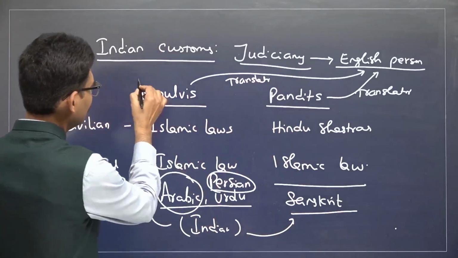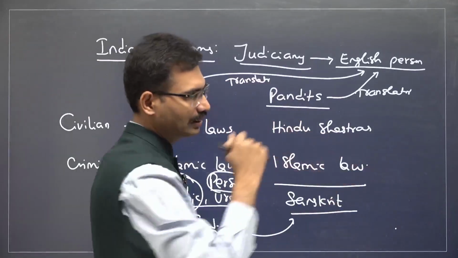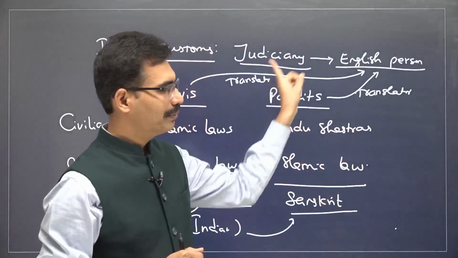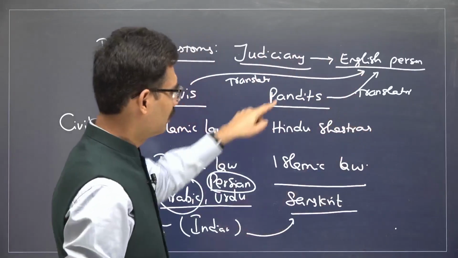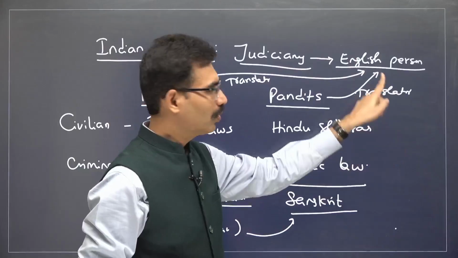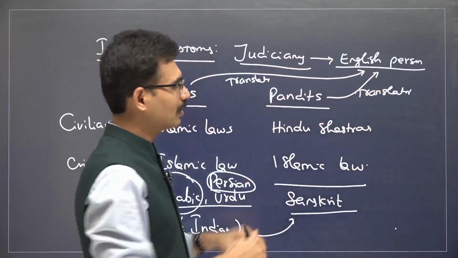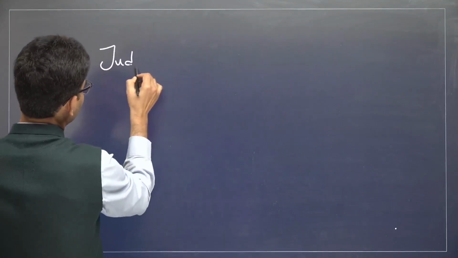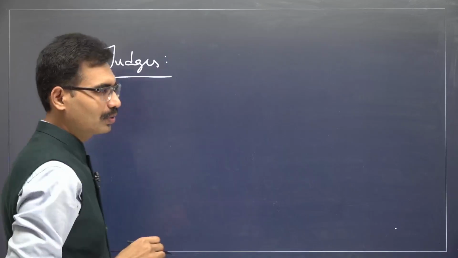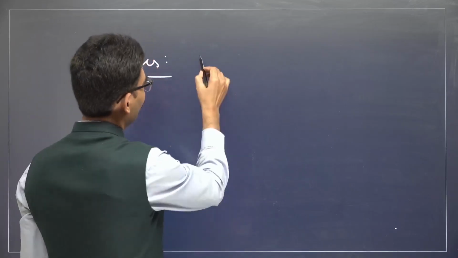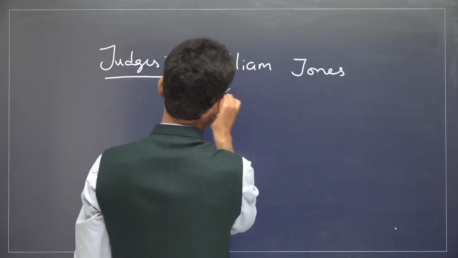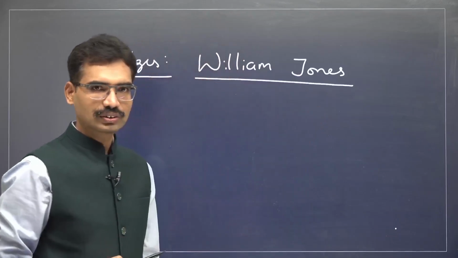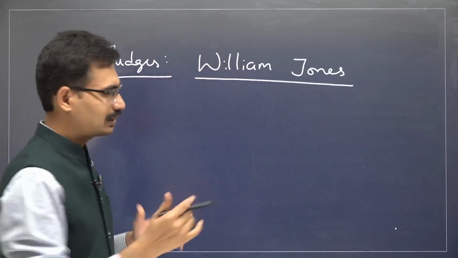Naturally, these people earlier were getting employment in the Nawab's court. Now they are getting employment in East India Company offices. It is how it started. Some English people, one of the judges of the Supreme Court of Fort William, important prelims question. One of the judges of the Supreme Court of Fort William, William Jones. William Jones. Very important, already asked also. And he wanted a systematic approach.